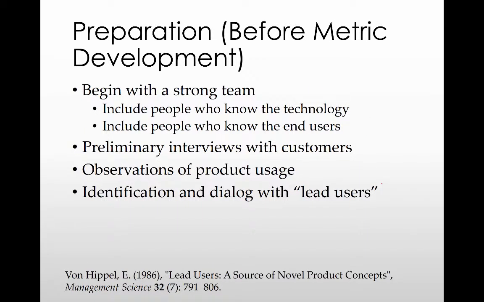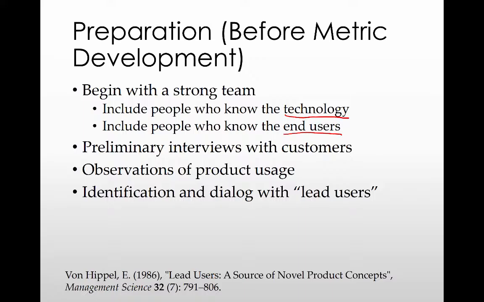Now, before you even get around to deciding on which things you're going to measure, you have to do some preparation. I think the most important thing is pull together a strong team. Get some people on your team who understand the technology. If you're going to be evaluating solar lanterns, bring in people who understand photovoltaics. Bring in some people who understand batteries and charging technology. But technology in itself is not sufficient. You also need people who understand the end users and the context. So make a balance there.